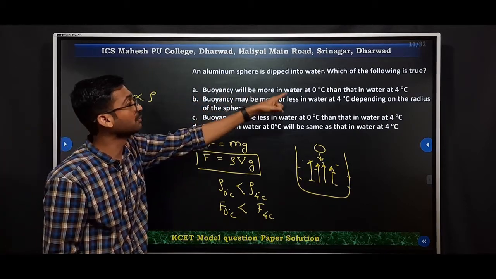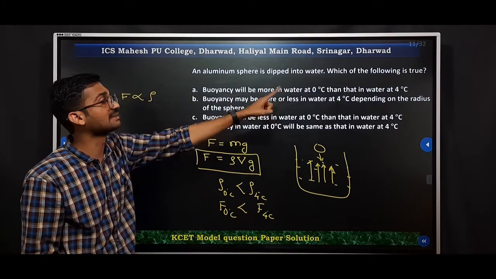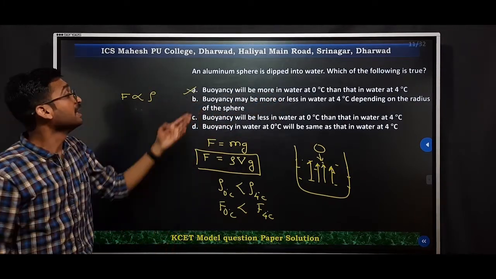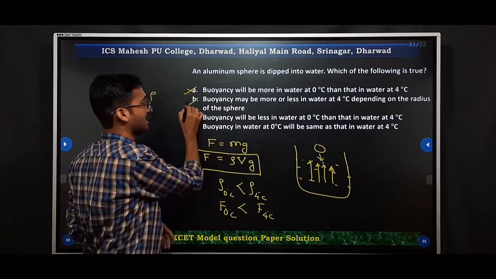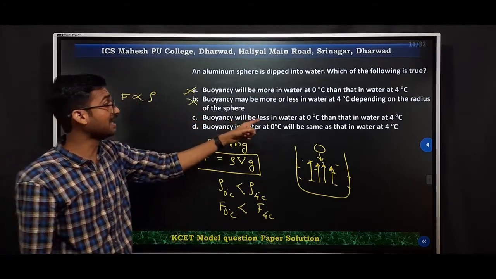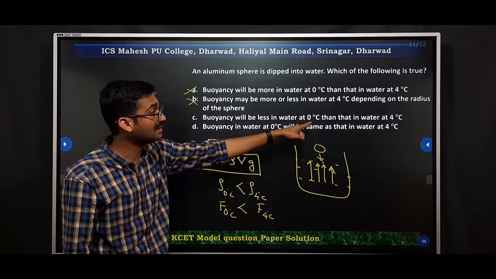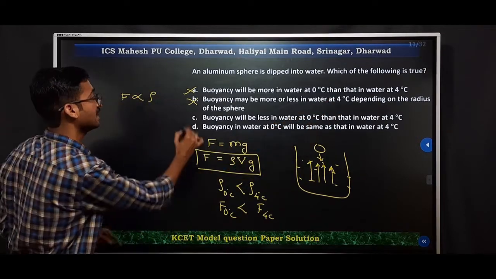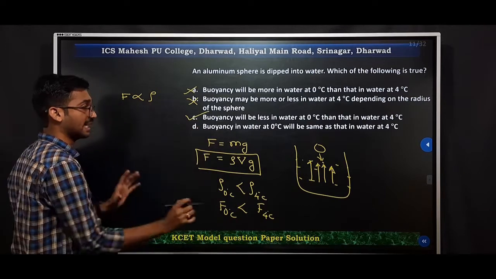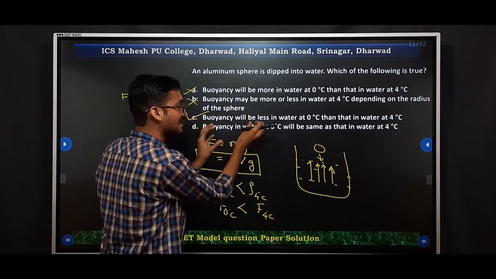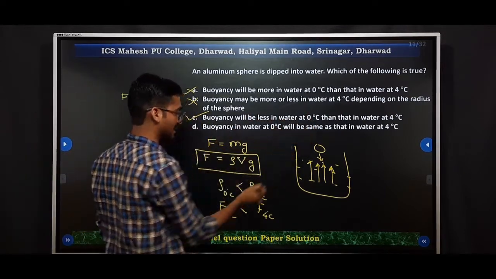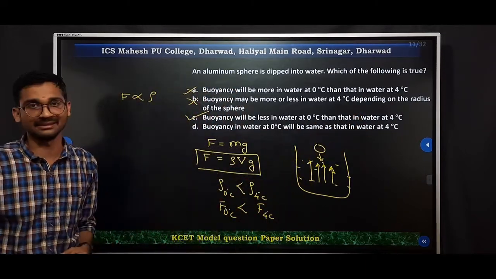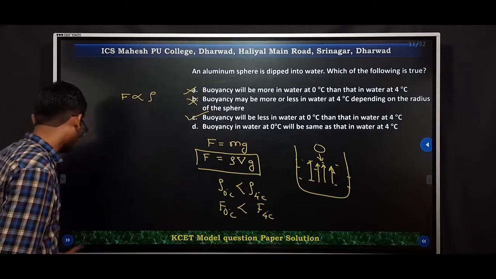Buoyancy will be more in water at 0 degrees Celsius than that in water at 4 degrees Celsius. This is a wrong answer. May or may not, this is also a wrong answer. Buoyancy will be less in water at 0 degrees Celsius than that in water at 4 degrees Celsius. Therefore, option C is the right one. Okay, let's move on to the next one.